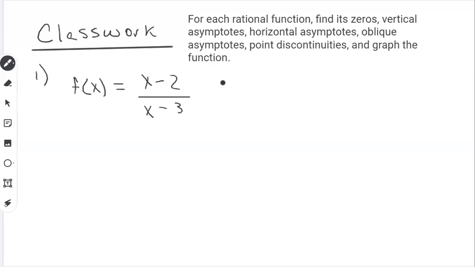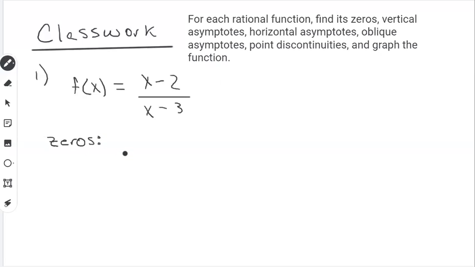The first thing that we want to do is factor the top and the bottom. And the top and the bottom are already factored. You can't really do much to them. So we don't need to factor and cancel out stuff. We can just go ahead and keep on rolling, finding the zeros, the vertical asymptotes, and all that stuff. So let's look at the zeros.